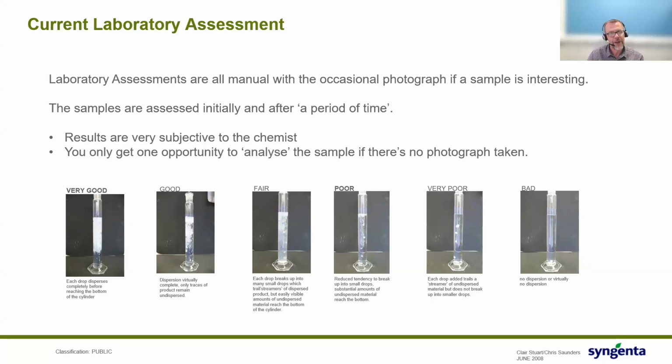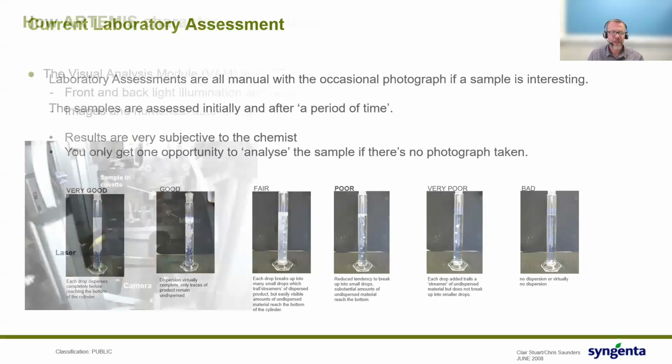So on the left, we have the best samples, still not brilliant, but very good. Going from left to right, it goes on to bad. So basically, your sample is then dropping straight to the bottom of the cylinder and there's no dispersion at all. If a farmer was to put this into a spray tank without any agitation, it wouldn't be sprayed successfully onto the field, and therefore onto the plants.